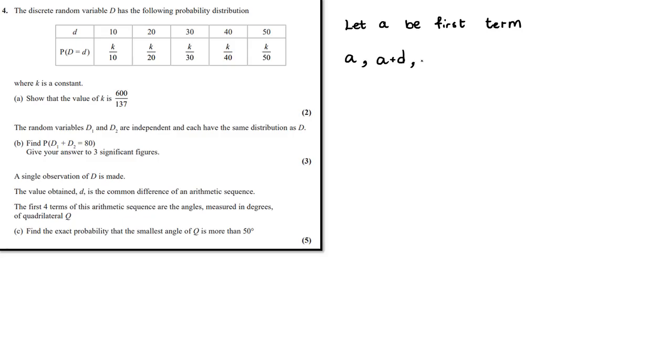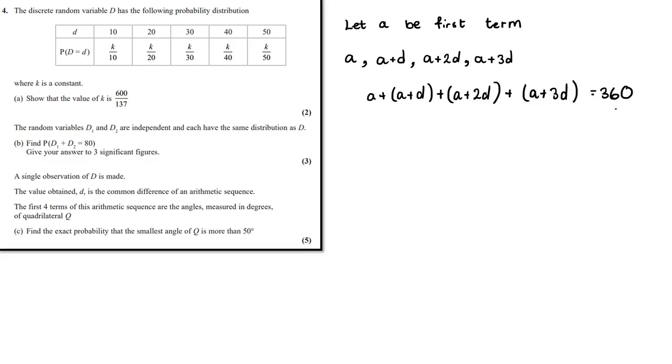Okay, so I've got A plus D. The next term here is A plus 2D. And then finally I've got A plus 3D. Okay, and that's the first 4 terms, and that represents the angles of the quadrilateral Q. So we know for a quadrilateral the sum of the angles is equal to 360 degrees. So if I take these first 4 terms, add them together and set that equal to 360, so I'm going to get A plus D plus A plus 2D, and then finally plus A plus 3D. Okay, and we know this is equal to 360.